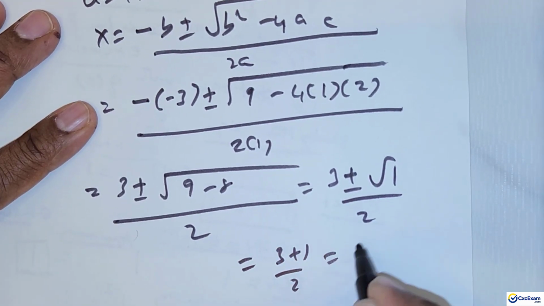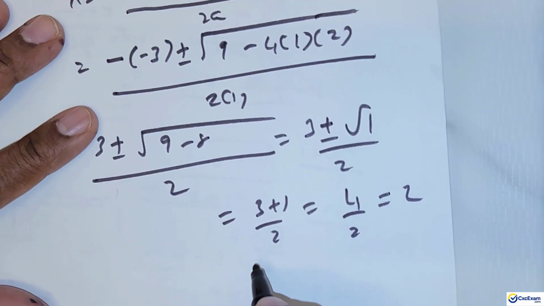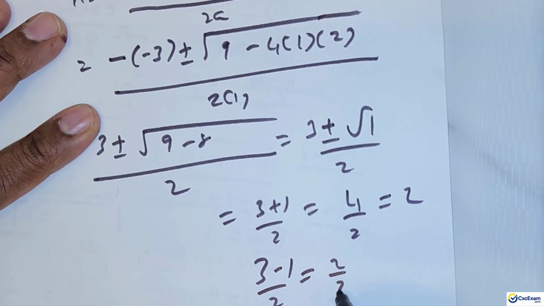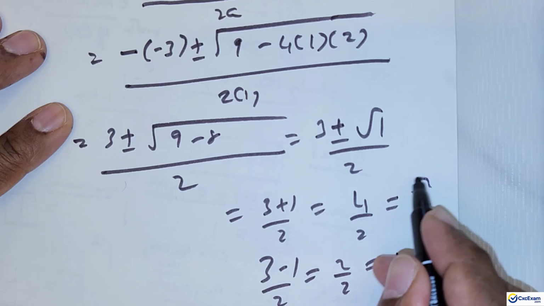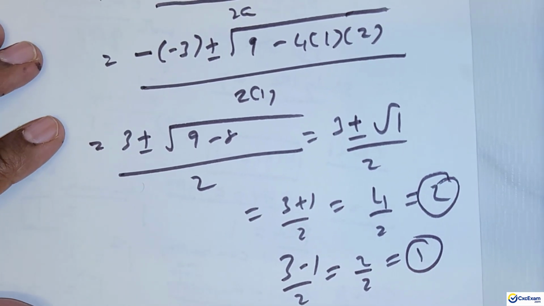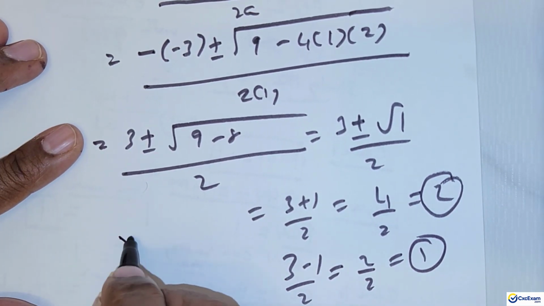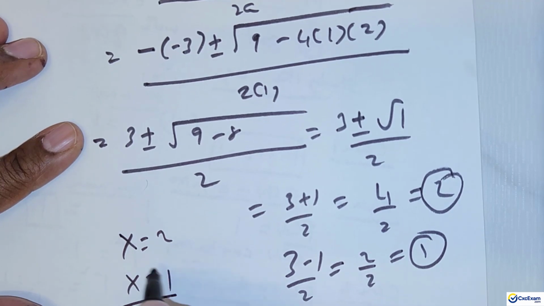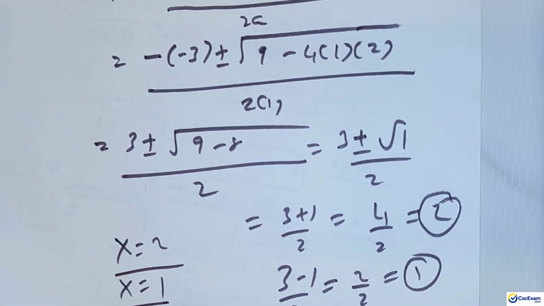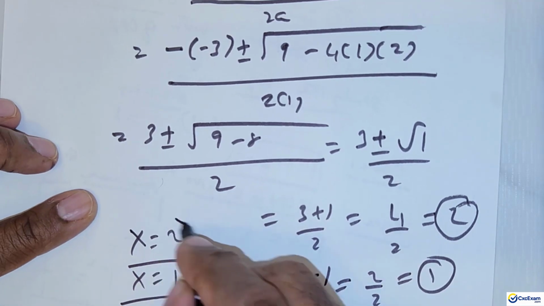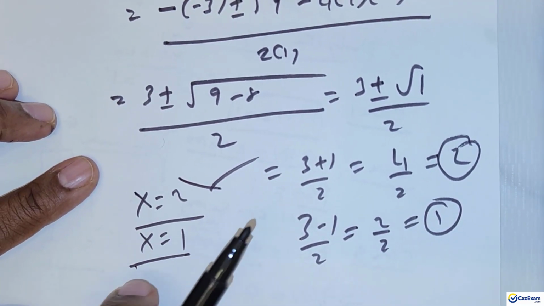This is 3 plus 1 divided by 2, which is 4 over 2, which is 2. 3 minus 1, which is 2 over 2, which is 1. So 1 and 2. So this is the value we have. X is equal to 2 and x is equal to 1. And already we got 2. So we can drop that. X is equal to 1.